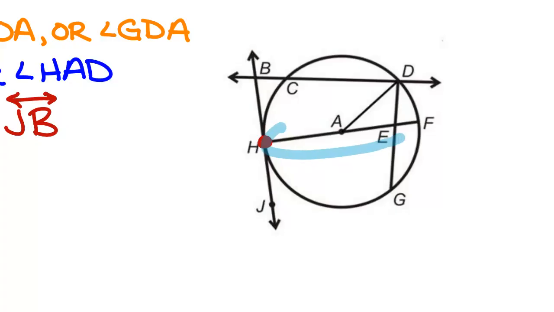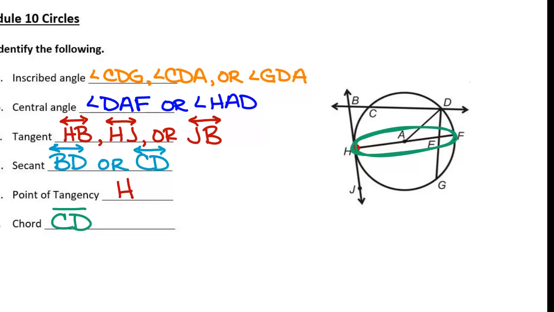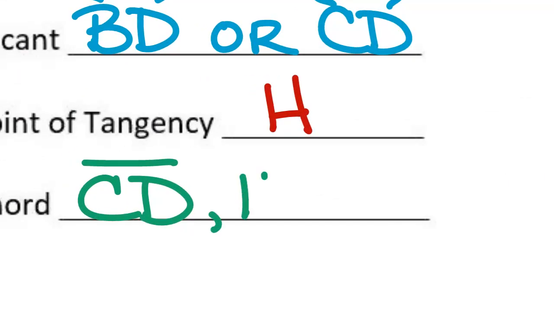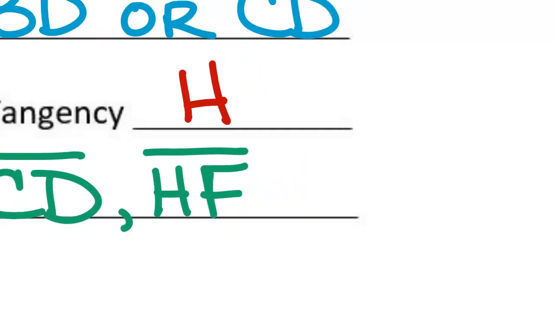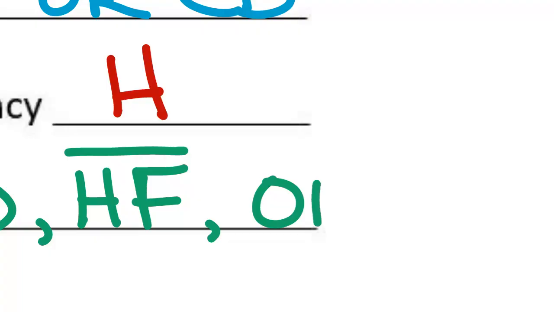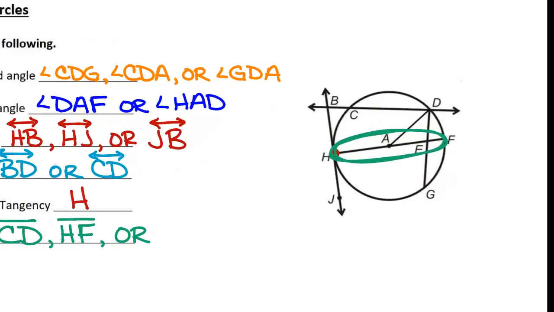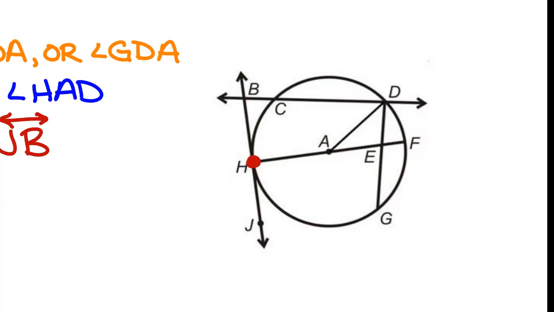HF. That one is a very special chord. Does anybody know what's special about HF? Goes through the center, so it's a diameter, but that is also a chord. A diameter is a special kind of chord. So HF. Make sure you're using segment notation here and not line notation. If you use line notation, then you're saying it's a secant, not a chord. I see another chord in the picture up here. DG. This one right here.